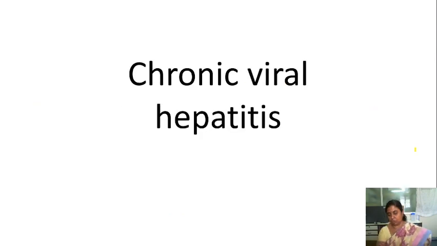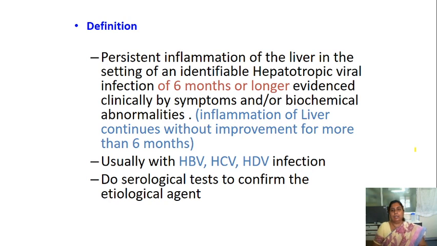So now what is chronic viral hepatitis? It is one of the sequelae of your acute hepatitis, right? When do you define it as a chronic hepatitis? When you are having a persistent inflammation for more than 6 months or longer, and it is usually because of the parenterally transmitted viral hepatitis infections which cause chronic viral hepatitis, okay.